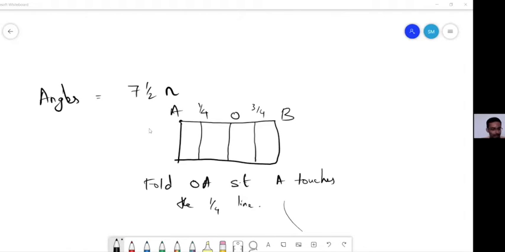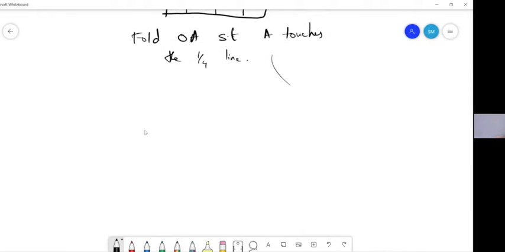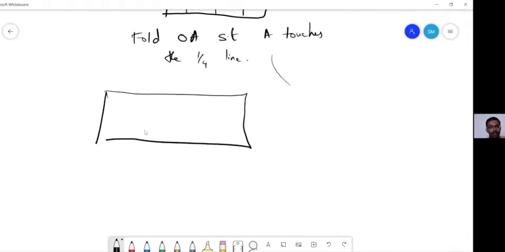Okay. I'll just draw it on the whiteboard, and then it'll be easier. We will model this. We have started with a square rectangular sheet, and then we have this quarter line, half line, and 3/4 line. This is A, this is B, this is O, and then we fold OA so that it touches somewhere here. We'll keep it as A dash, and we fold B to touch here at OB dash.